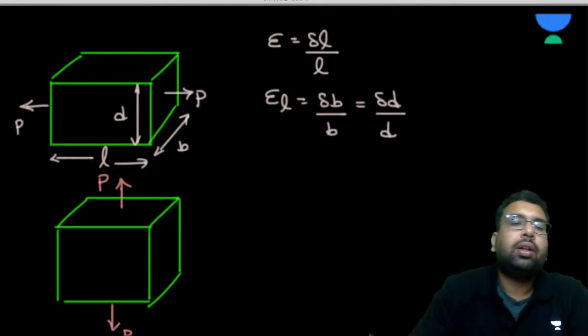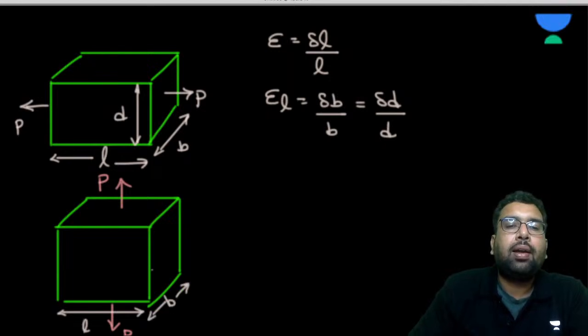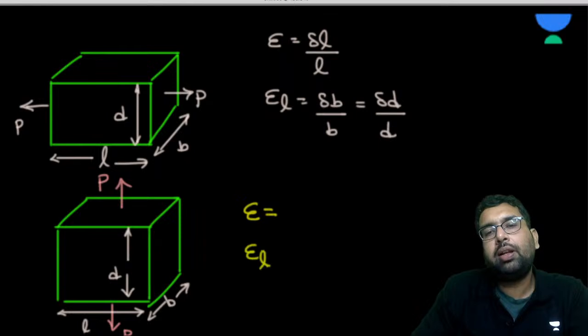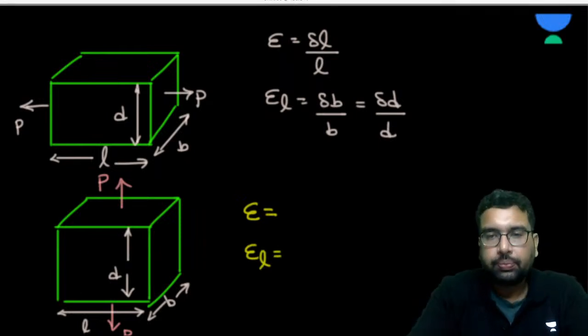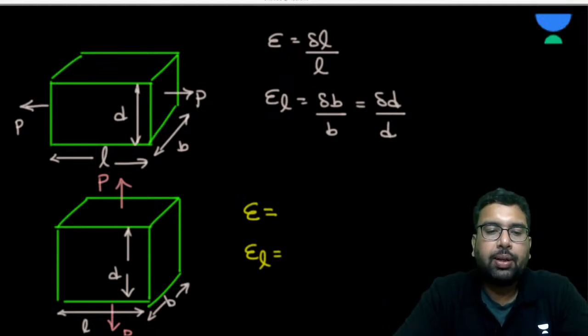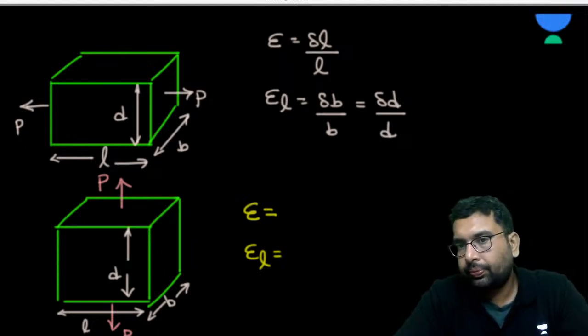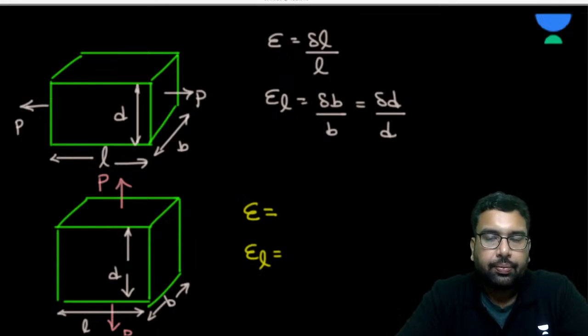Now see, this is the load P and this is length L, this is B, this is D. Right? Now in this condition, what is going to happen? I want to ask you, what will you write for the longitudinal strain? What will be the lateral strain? Can you answer me? What will be the longitudinal strain? What will be the lateral strain? Please answer.